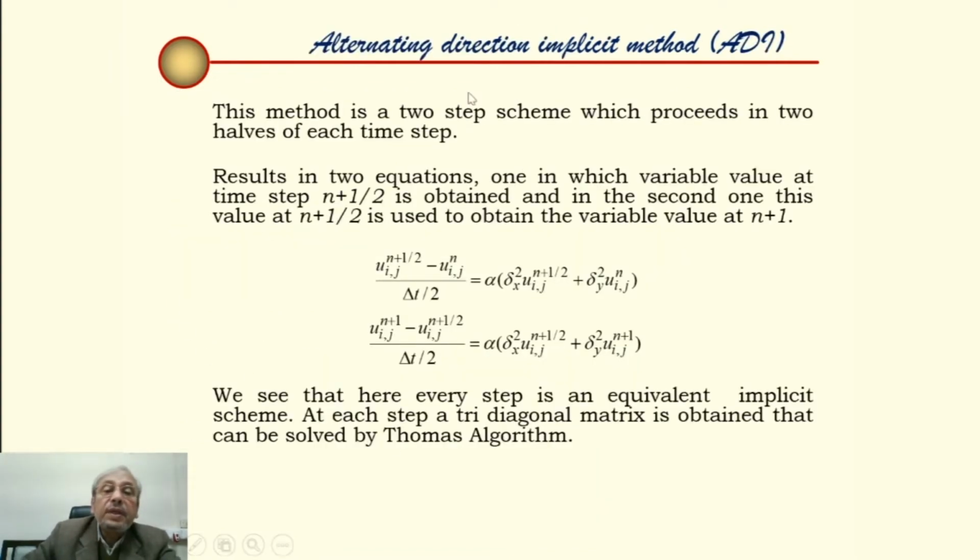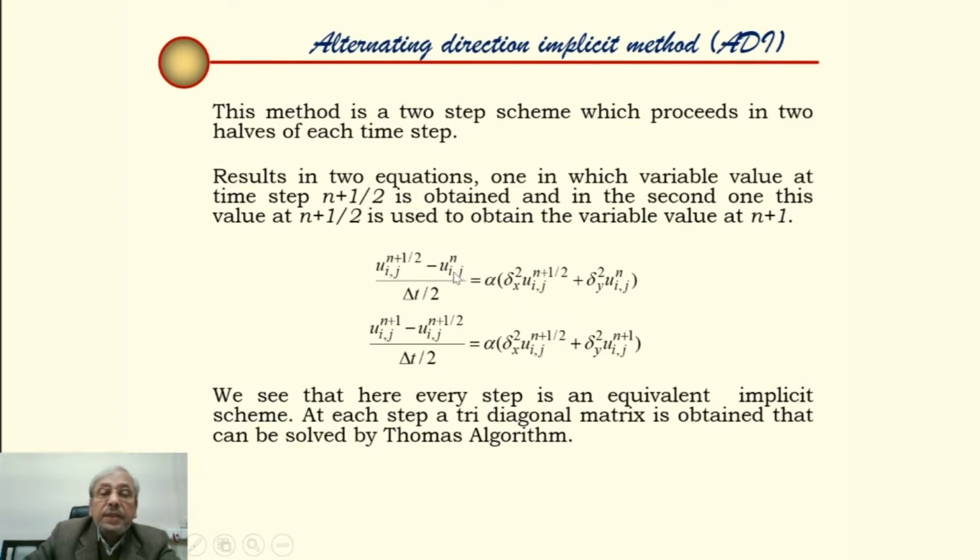So this method is a two-step scheme which proceeds in two halves of each time step. This results in two equations. One basically operates between n and n plus half level. Another is basically n plus half to n plus 1th level.